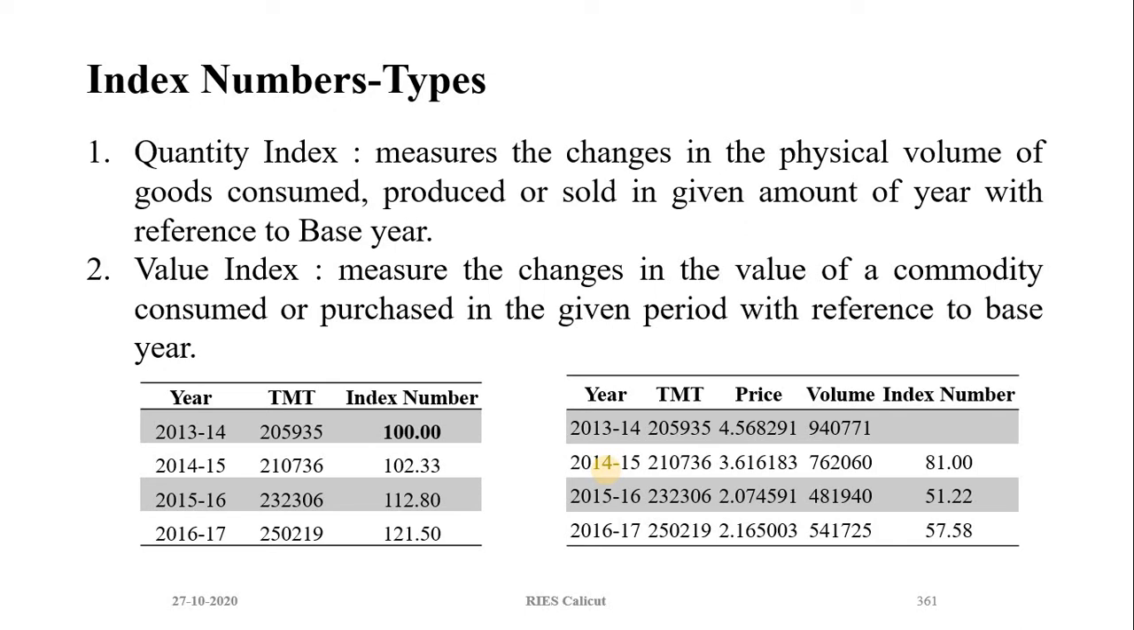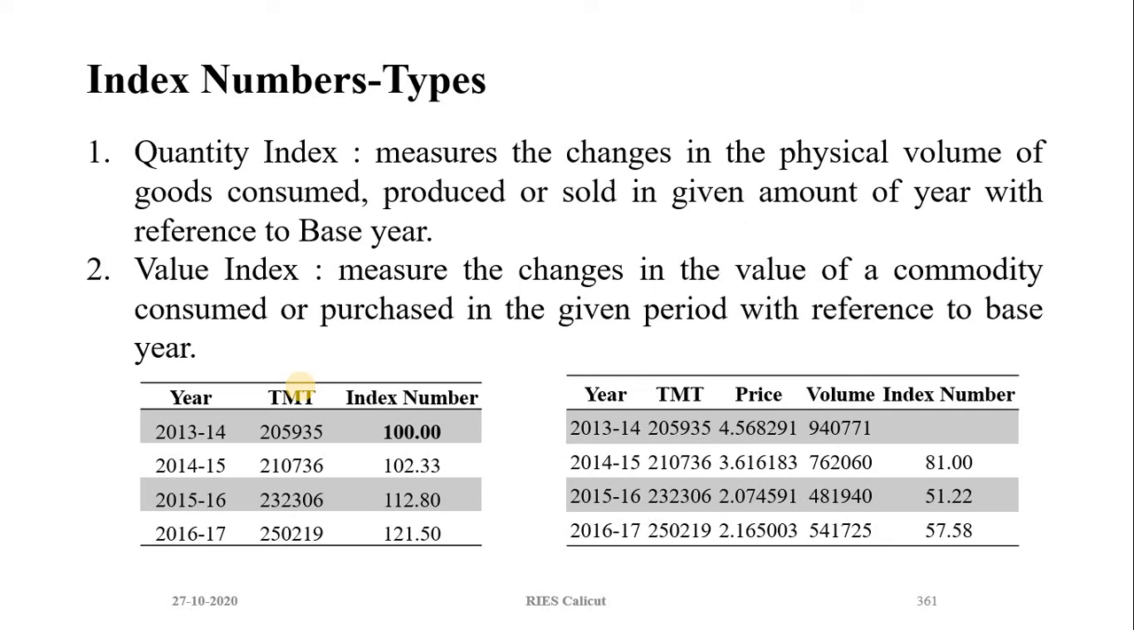So here we are not comparing the prices, but the quantity that we consumed, or produced, or sold. If you look at this table, it shows petroleum products that we consumed in trillion metric ton. In 2013, India consumed around 2,59,035 trillion metric ton of petroleum products.